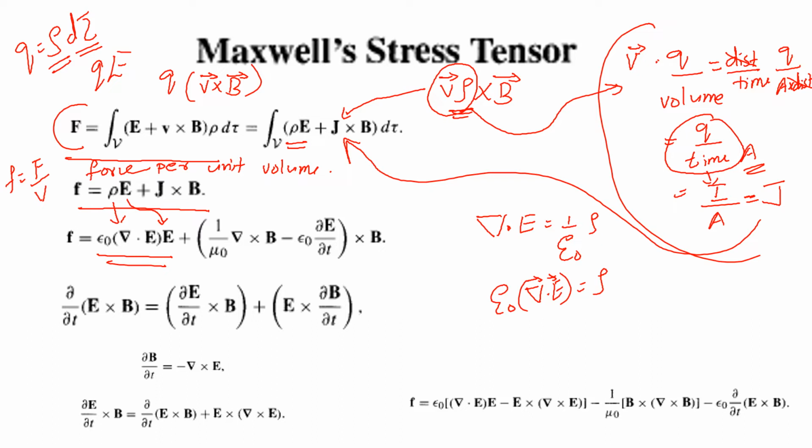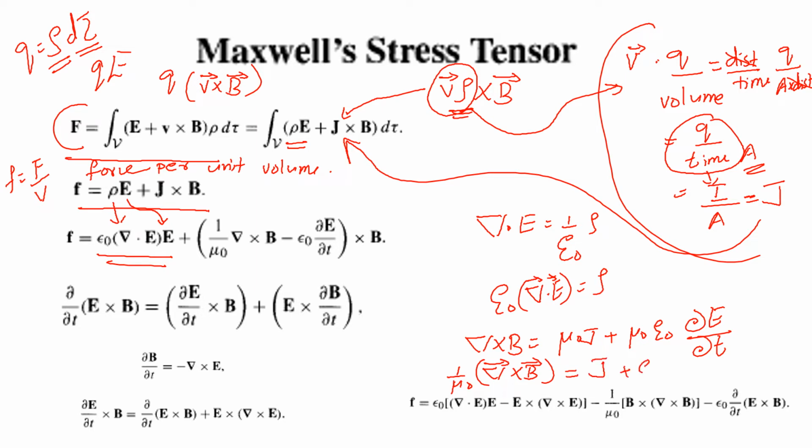Now J cross B. Here we are using the fourth equation. What is the fourth Maxwell's equation? It is del cross B equal to mu 0 J plus mu 0 epsilon 0 dou E by dou t. This is the fourth Maxwell equation, or the Ampere-Maxwell equation. Here we can take mu 0 as a common factor. Then it will be 1 by mu 0 times del cross B equal to J plus epsilon 0 dou E by dou t.